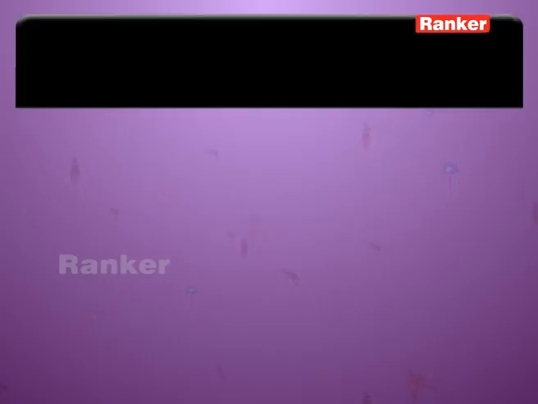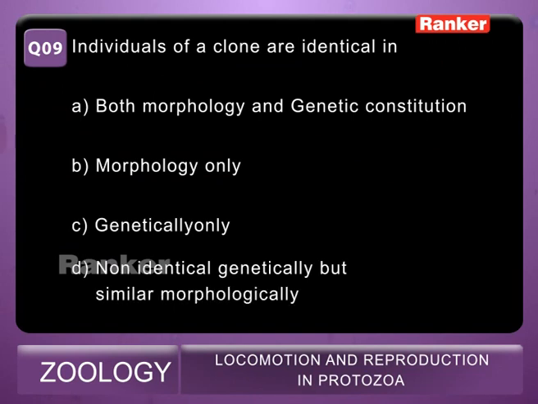Question number 9, individuals of a clone are identical in A. both morphology and genetic constitution, B. morphology only, C. genetically only, D. non-identical genetically but similar morphologically.